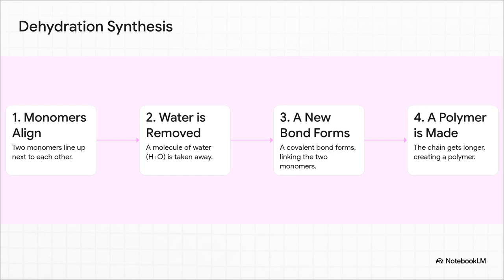So how do our cells actually snap those Lego bricks together? They use a process called dehydration synthesis. Sounds complicated, but the recipe is super simple. You take two monomers, you pull out one tiny water molecule, and click, a new bond forms. You just made your chain a little bit longer.